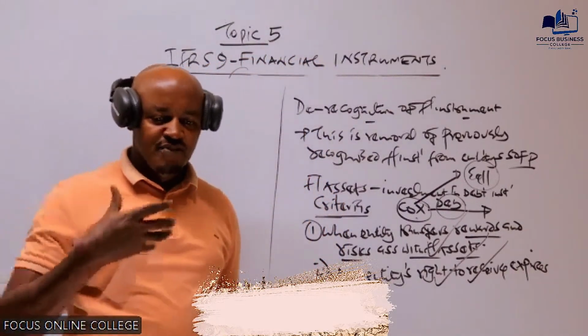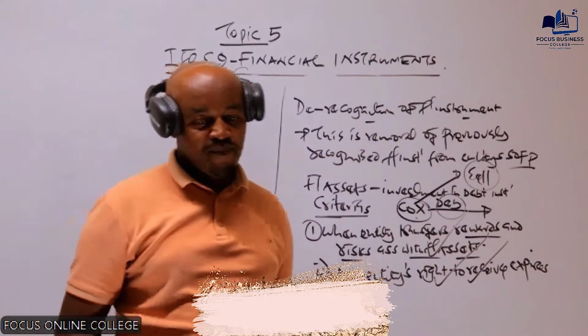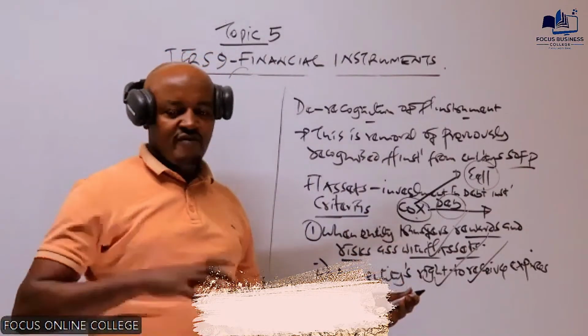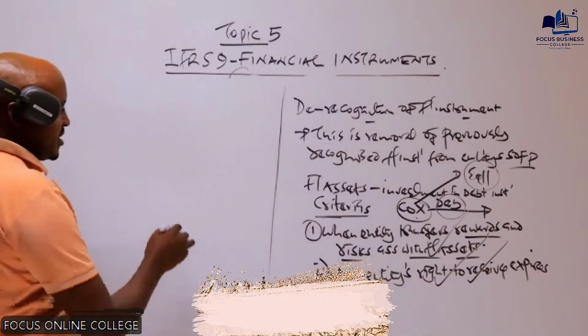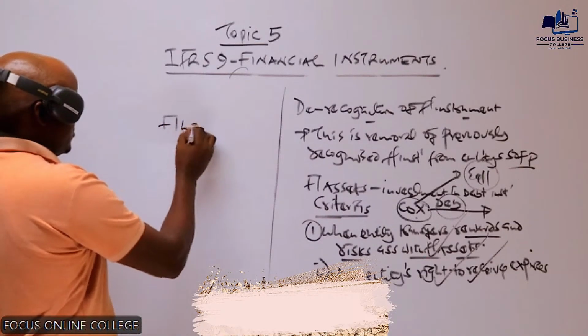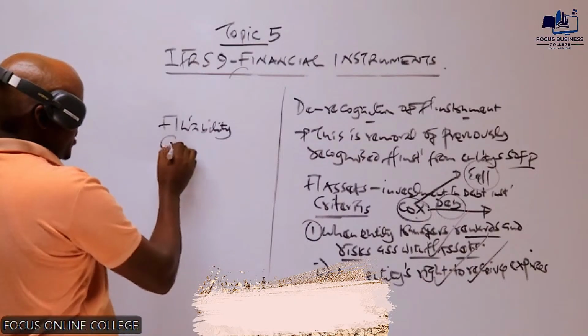And in this case, we have said it's important for you to understand what is a financial asset. It's basically an investment in shares. It is an investment in debt securities. At a later stage, we are going to look at the various categories, the various ways in which we classify the financial asset. But next, I want us to look at the criteria for recognizing a financial liability.